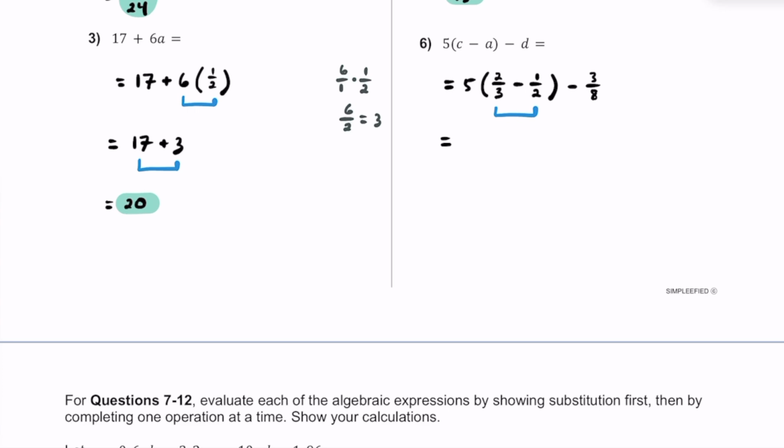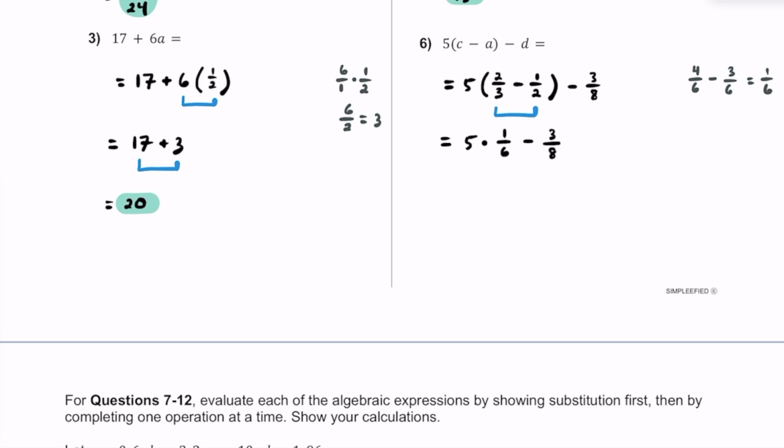So 2/3 is the same thing as 4/6. And then 1/2 is the same thing as 3/6. So we have 4/6 minus 3/6. That's just equal to 1/6. So we really have here, what, 5 multiplied by 1/6. But then we're going to subtract 3/8 afterwards.